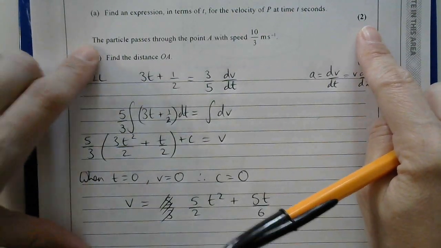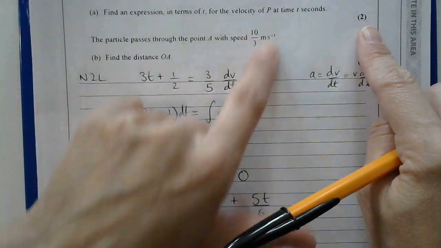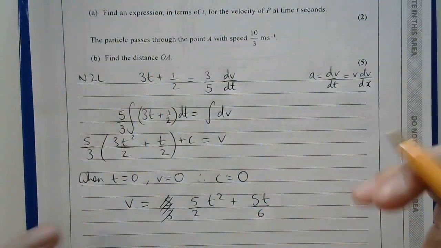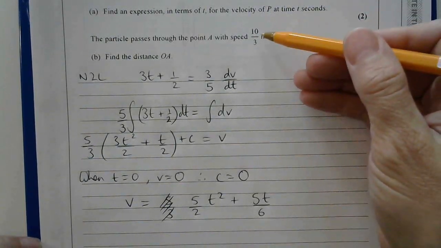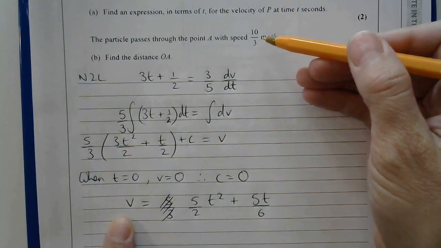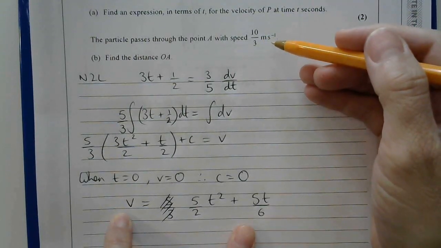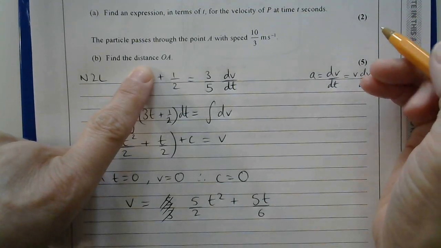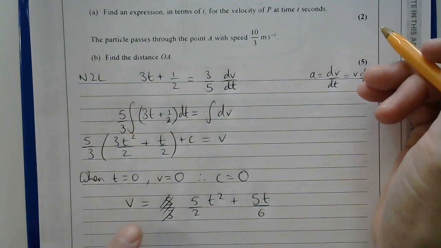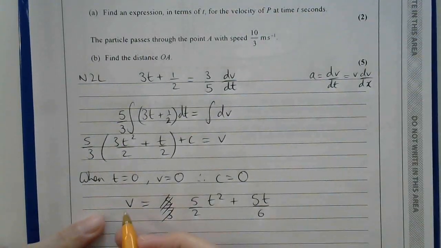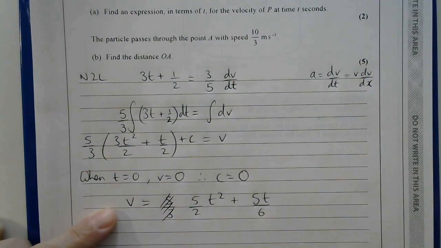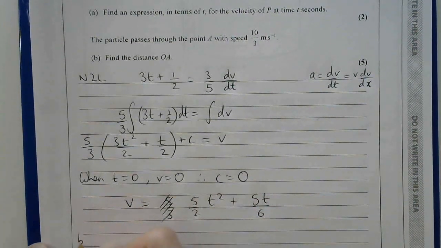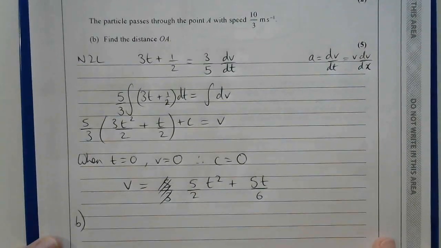Then it says the particle passes through point A with this speed. Find the distance from O to A. So if I put that v into here, then I could find out the value of t at that point. But really I want the relationship with the distance and time. So in that case I could rewrite v as dx by dt and then separate and integrate again. Okay, so for part B, first of all I shall put in this value of 10/3.